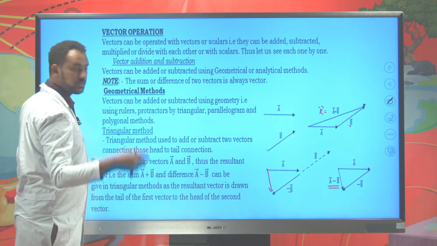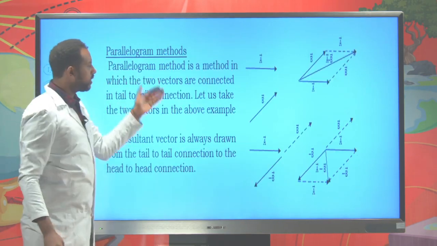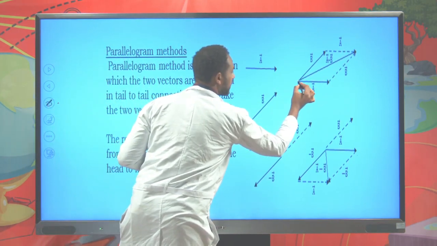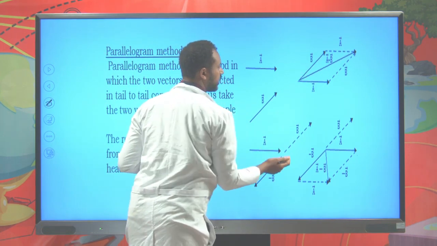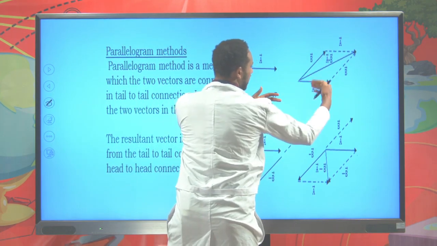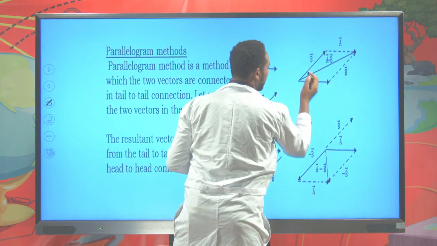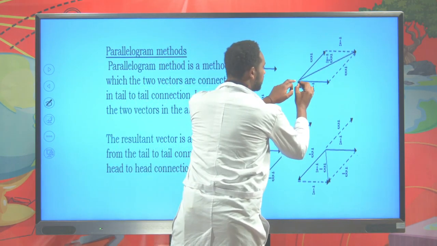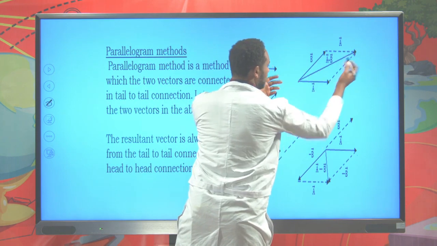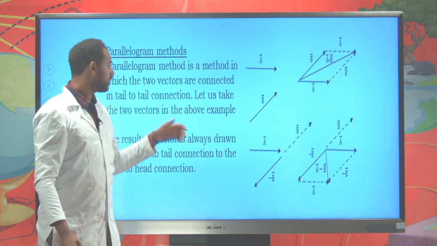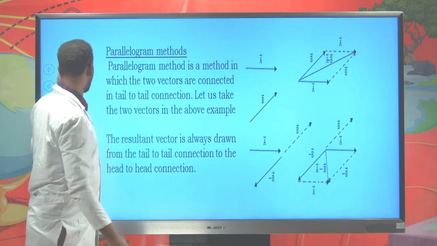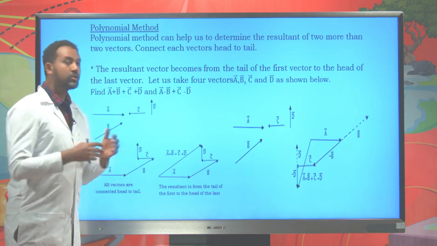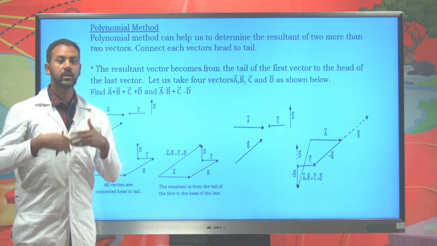The other technique is the parallelogram method. In the parallelogram method, you have to connect the two vectors tail to tail. Here, you connect the tail of the first to the tail of the second. Then it's possible to make a parallelogram. Parallel to each, you can draw these sides, and this figure is a parallelogram. The resultant is from the tail-to-tail connection to the head-to-head connection, the same thing as in the triangular method. So this technique is known as the parallelogram method. And the other is the polygonal method. The polygonal method is very helpful to add or subtract more than 2 vectors.